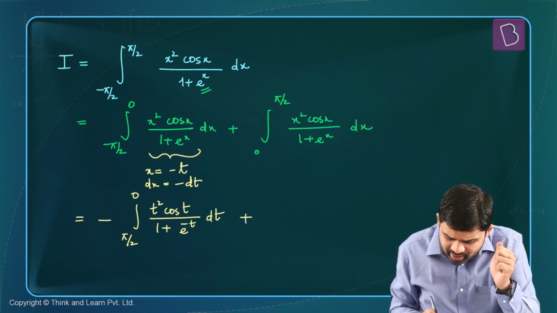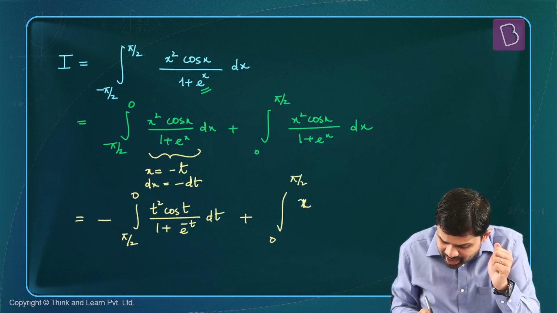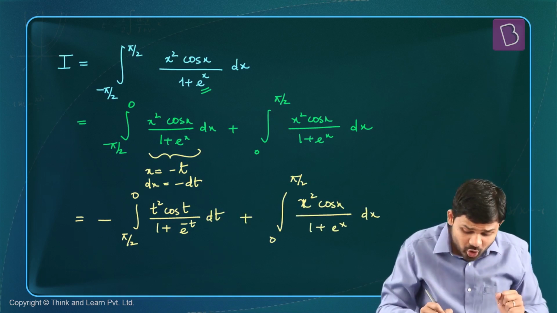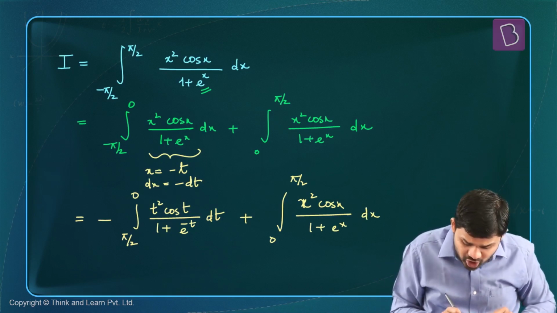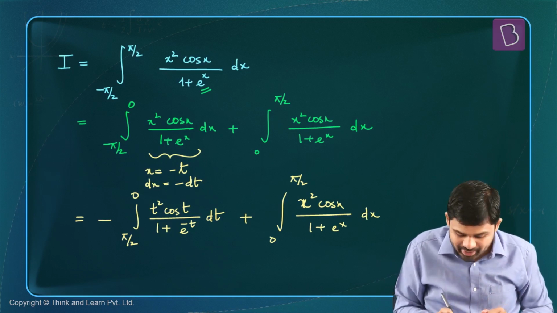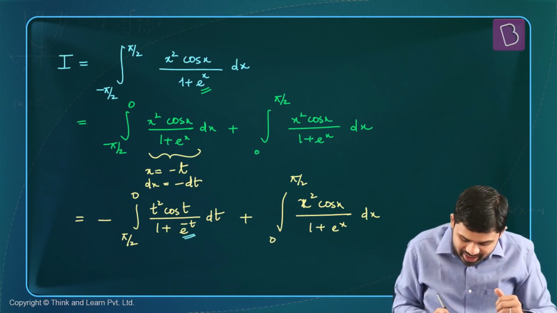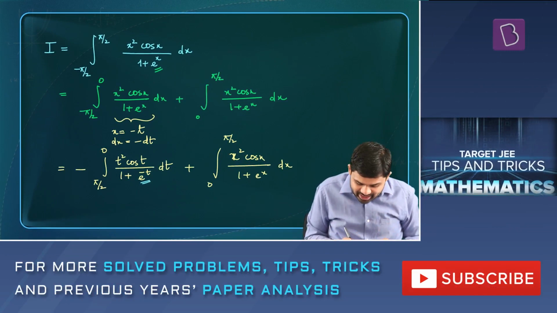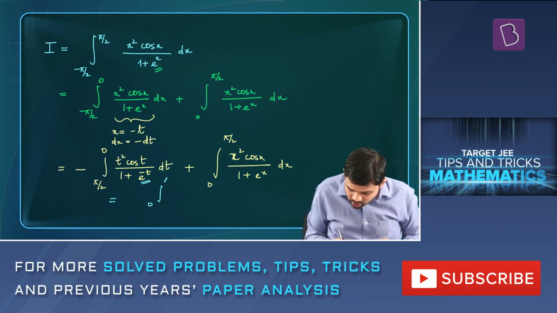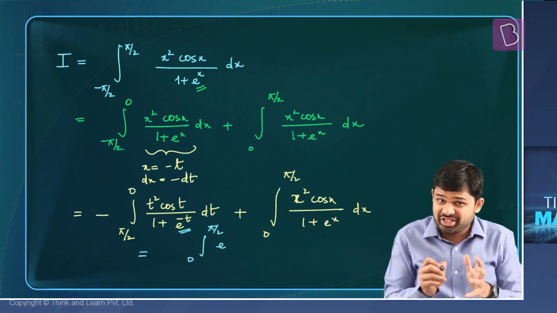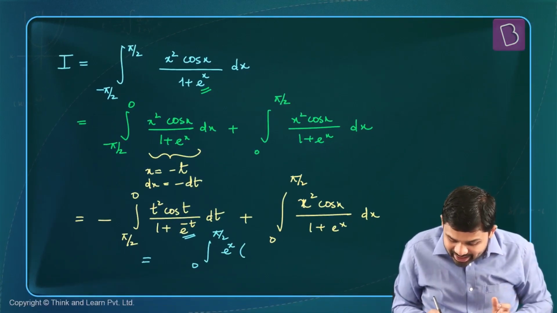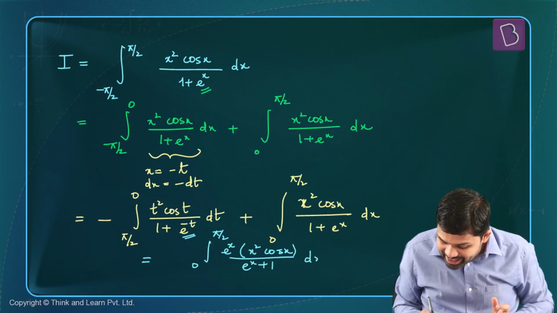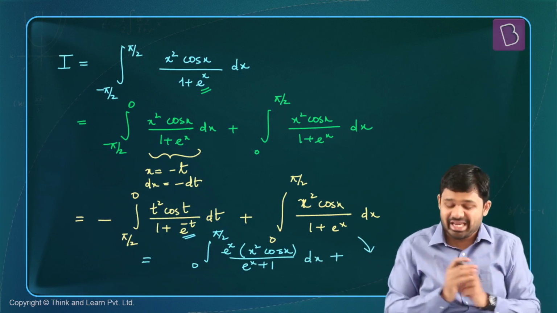And we know that in definite integration, the variable is dummy. So you can change x's with t's with no difficulty whatsoever. But notice here, because of the minus, your limits are going to switch and you're going to get 0 to pi by 2. And e power minus t can be written as 1 by e power t. So this integral is going to turn into integral from 0 to pi by 2 of e power x into x square cos x divided by e power x plus 1 dx, plus this same integral here without any change.